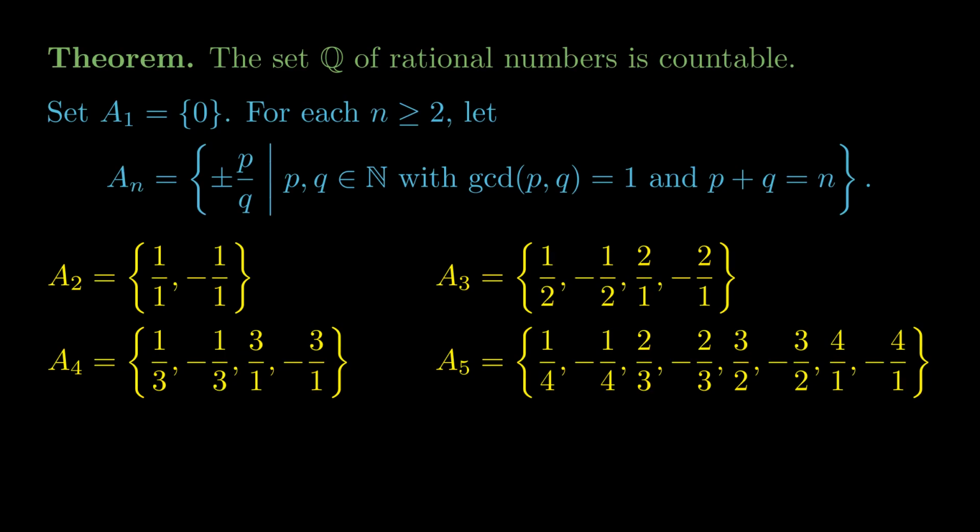So we'll construct our bijection, our enumeration of the rationals, by taking all of the elements in each of these sets and forming a list in order, where we start by listing the element of A1, then list the 2 elements of A2, then the 4 elements of A3, etc., etc.